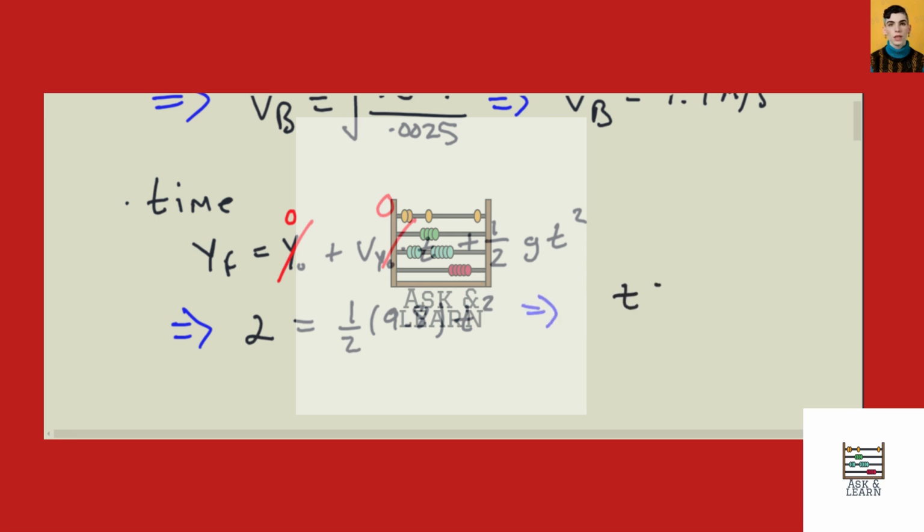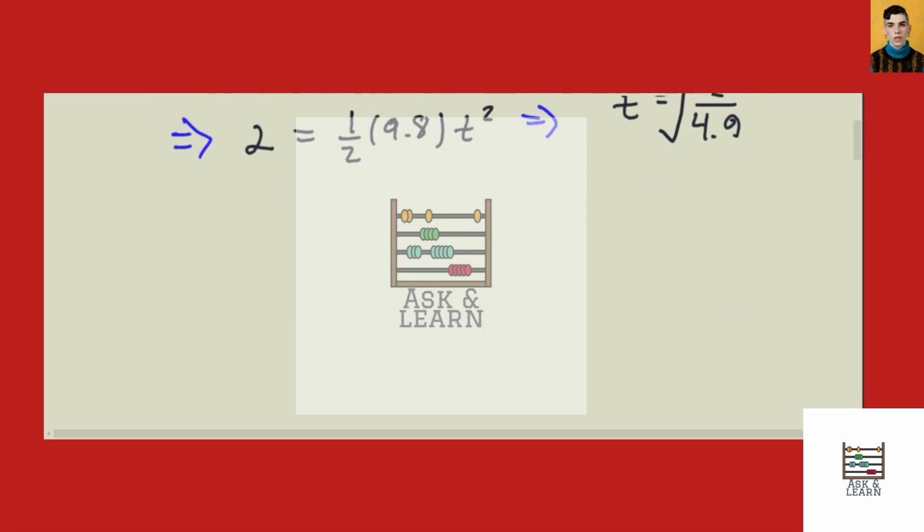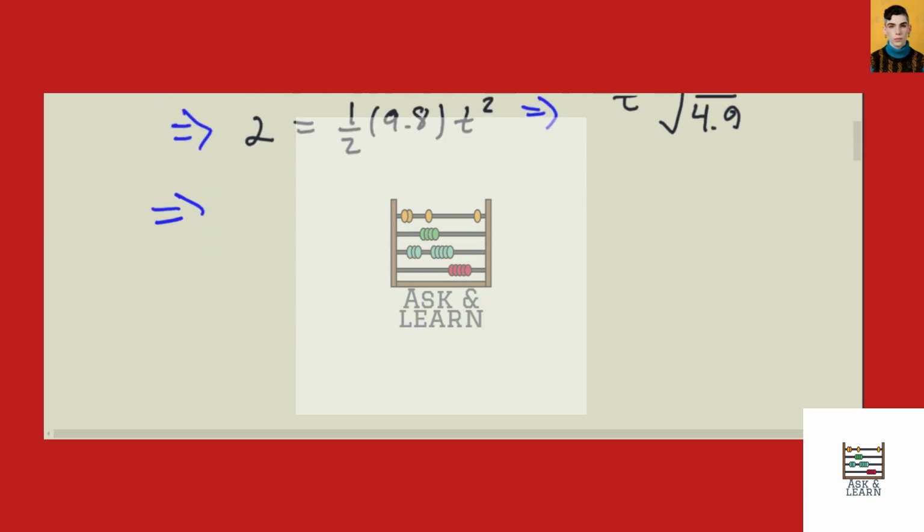So we just solve for t. We have t is equal to the square root of 2 divided by the 1/2 times 9.8, which is 4.9, and take the square root to get rid of the square. So we got t is equal to 0.63 seconds.